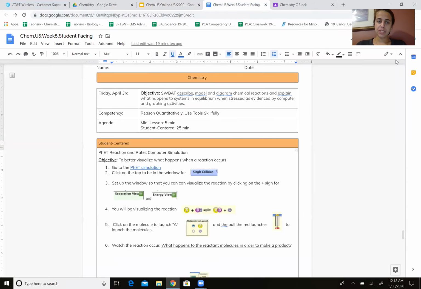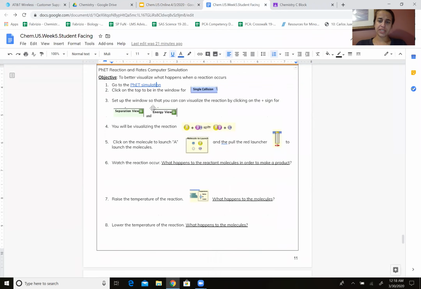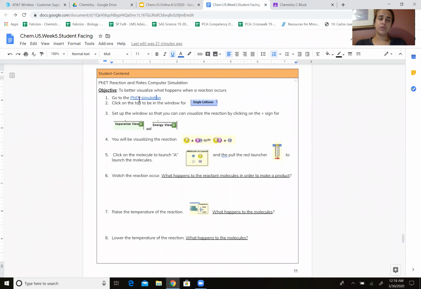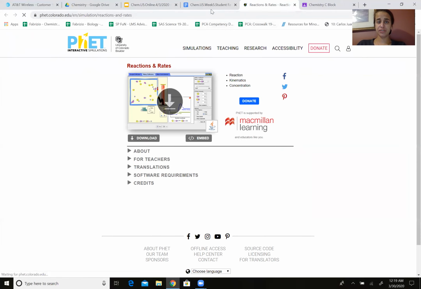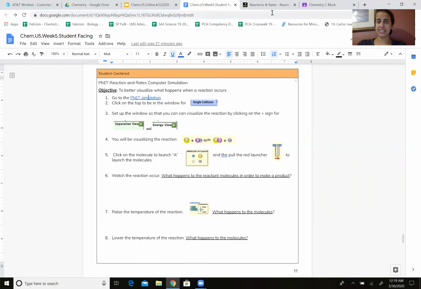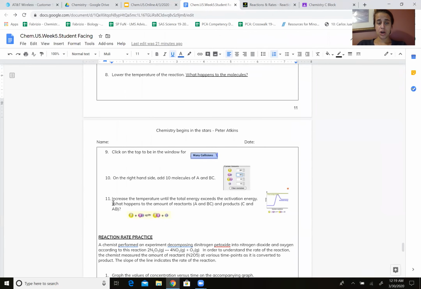So let me just show you what we're doing. It's basically very straightforward. On page 11 of your packet, you have your objective for the purpose of this simulation: to better visualize what happens when a reaction is occurring, and how changing the rates of a reaction is happening. You're basically just going to follow these steps. I have included pictures here for you. You go to this link, it pops up here, you follow these directions, and I've also included some questions. The underlined parts are the questions that you're supposed to answer.